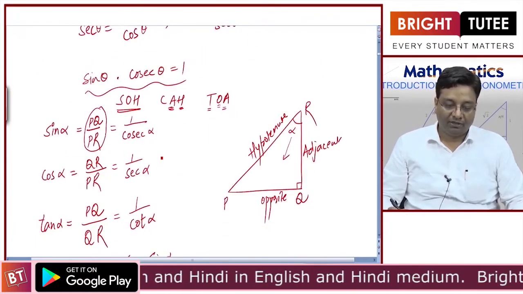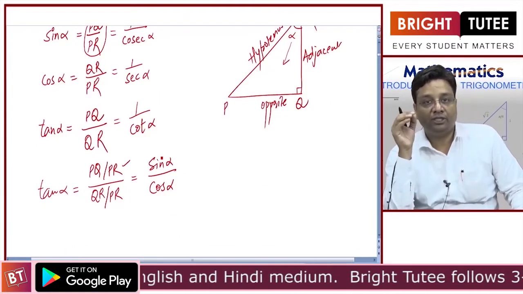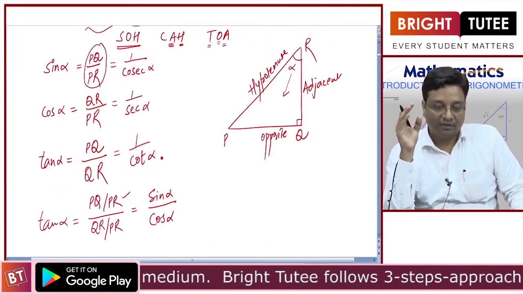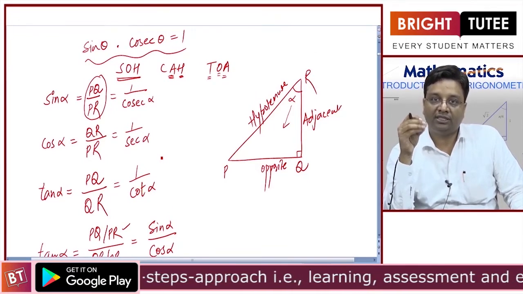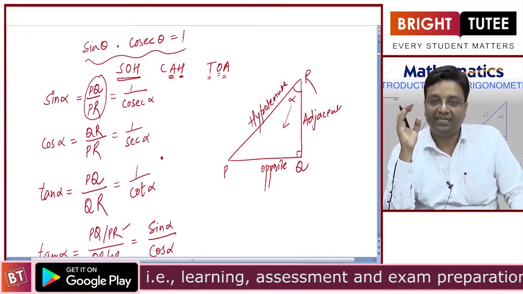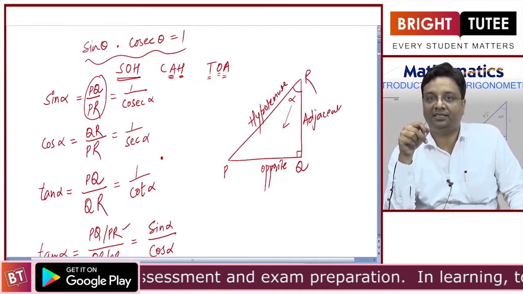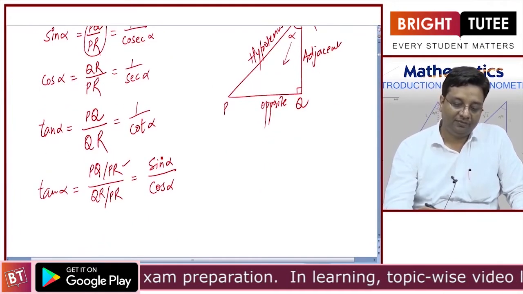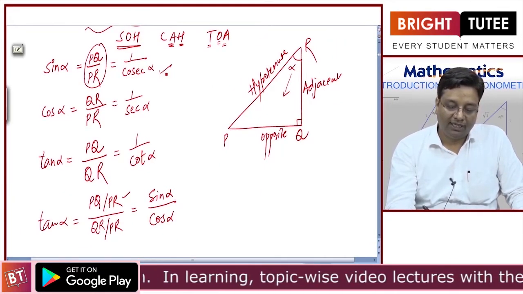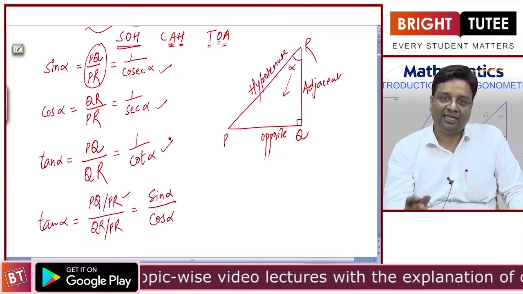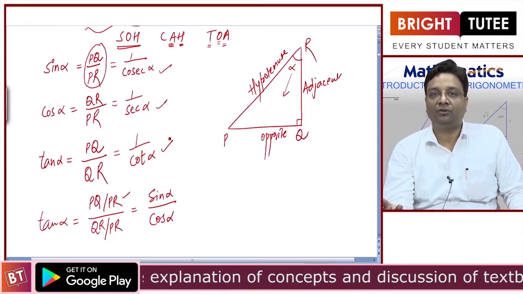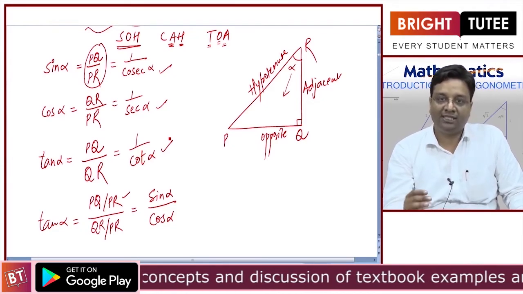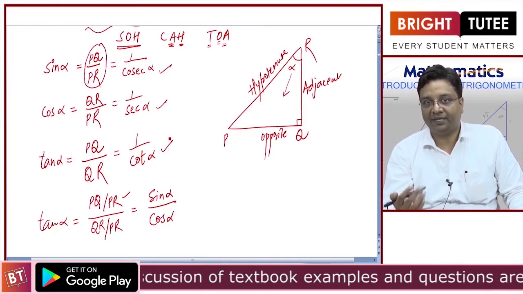So what have we learned so far? We have learned this mnemonic, SOH CAH TOA. SOH CAH TOA means sine is opposite by hypotenuse, cos is adjacent by hypotenuse, and tan is opposite by adjacent. And by using these things, we spoke about cosecant, secant and cot also. Cosecant is just the reciprocal of sine, secant is just the reciprocal of cos, and cot is just the reciprocal of tan, right?